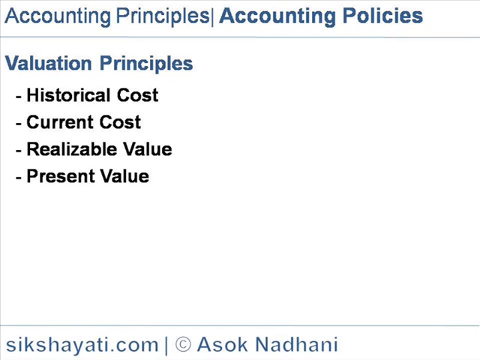Valuation principles. There are several principles of valuation of assets and liabilities. Historical cost. Under this principle, assets are recorded at cash or cash equivalent paid or the fair value of other consideration given to acquire them at the time of their acquisition. Similarly, liabilities are recorded at the amount of cash received or expected to receive in near future. Example, an asset was purchased for rupees 19 lakh, so this is the historical cost of the asset.